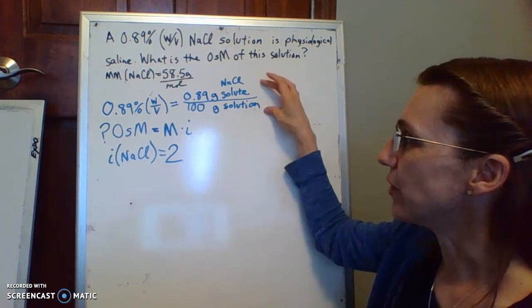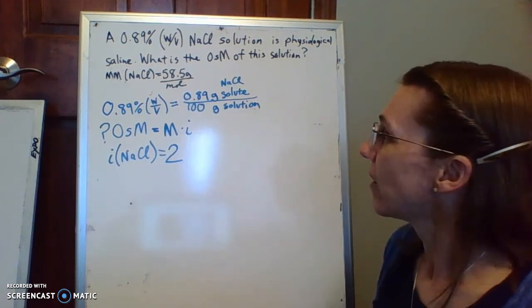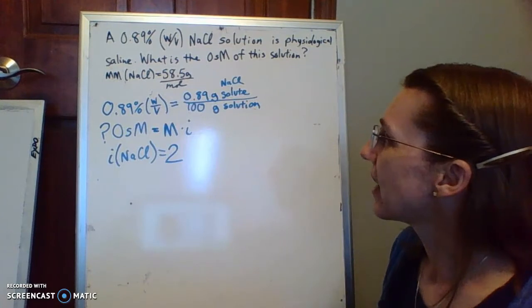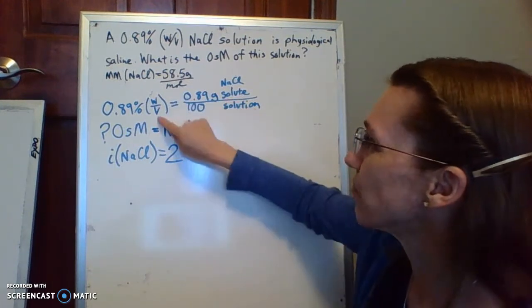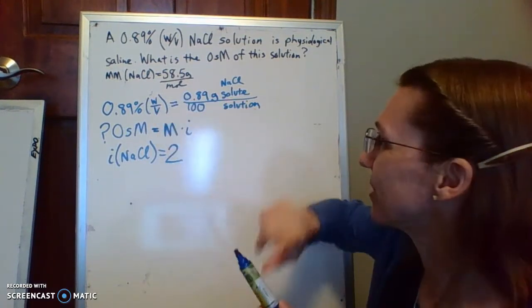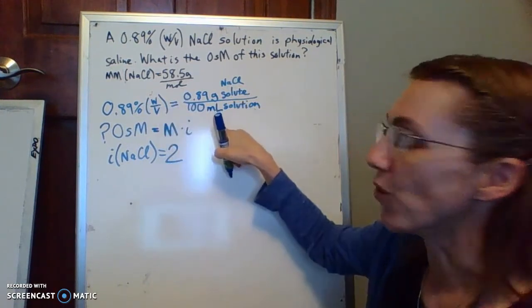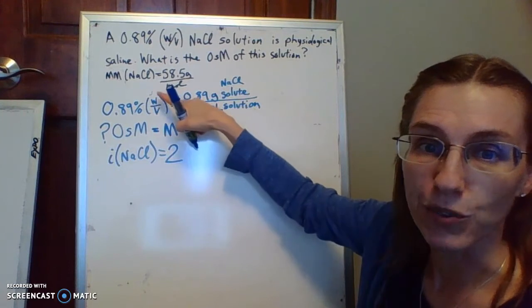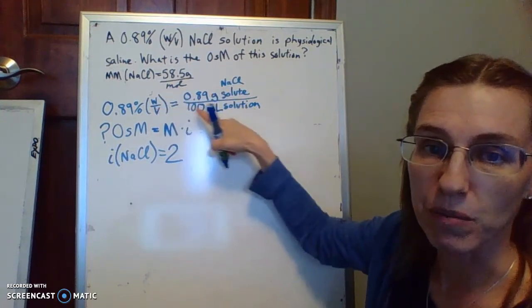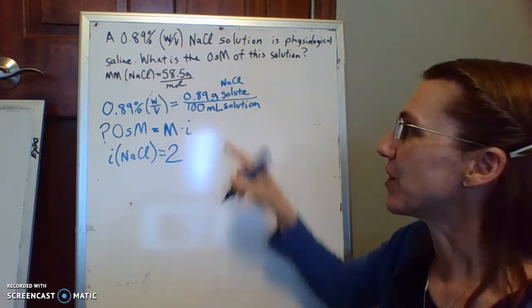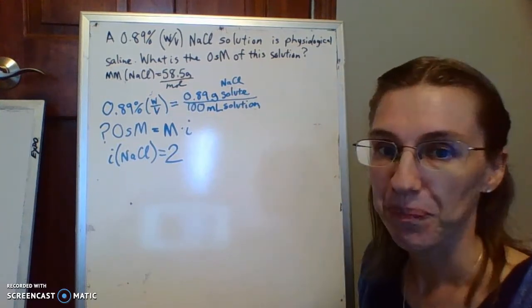Now we can go ahead and use this. Now, normally we would say, it's 100 milliliters. This is volume, so good check there. Let's make sure we get the right units for what we're talking about. This is weight on top, which is grams, volume on the bottom, which is milliliters. So now we've got our conversion factor correct.